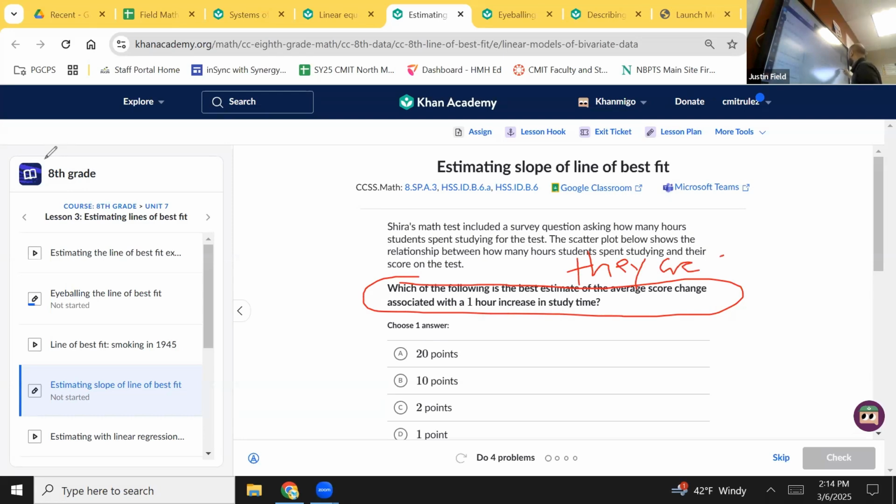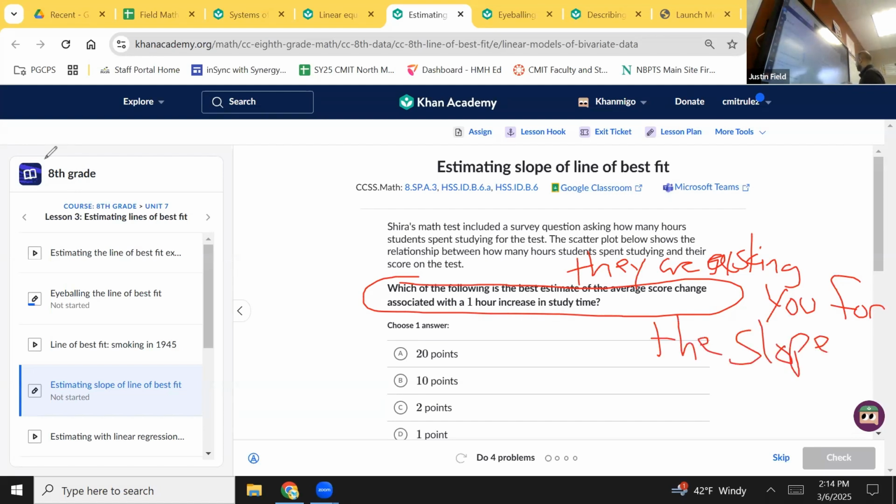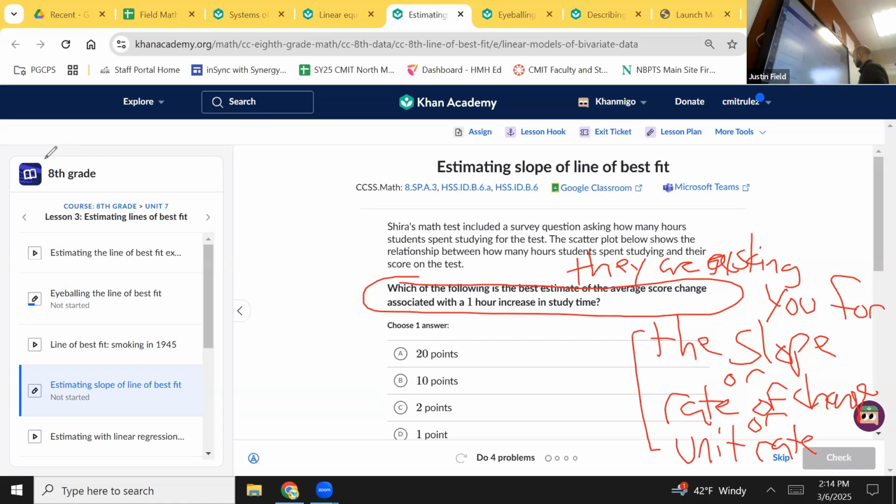They are asking you for the slope or rate of change or unit rate. All these words. In one of the classes, we said rate of change, and nobody knew we were talking about the slope. So make sure you know all three of those words are the same thing.